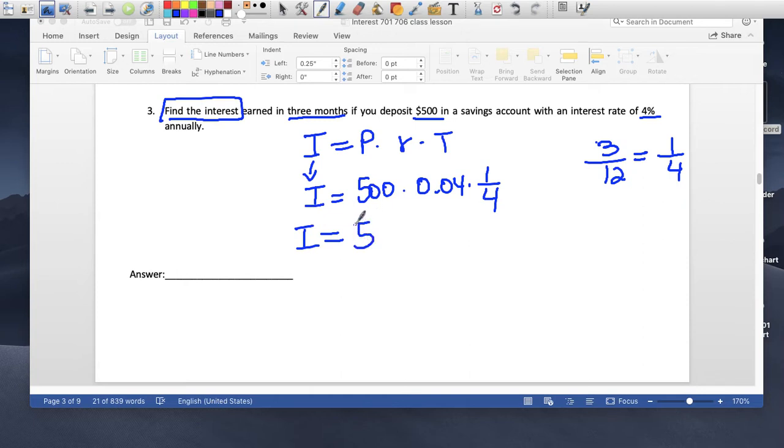So if you deposit $500 and the bank pays you a 4% interest, and you come back in 3 months, you're going to make $5, whole dollars, plus the 500 that you put in. But on top of that, the bank is going to give you five extra dollars.